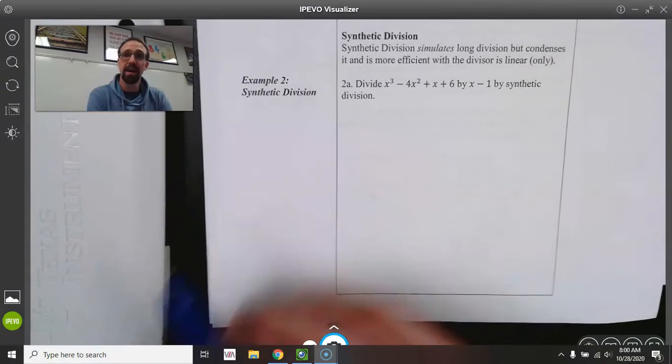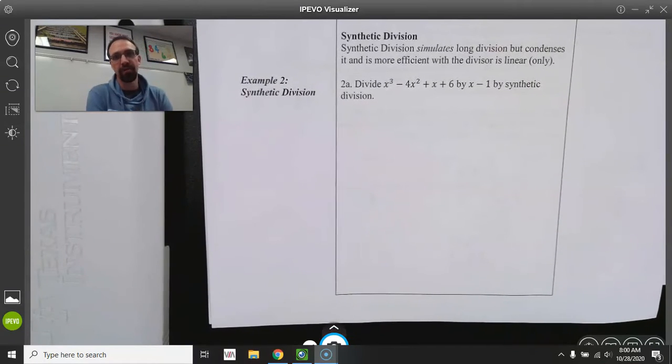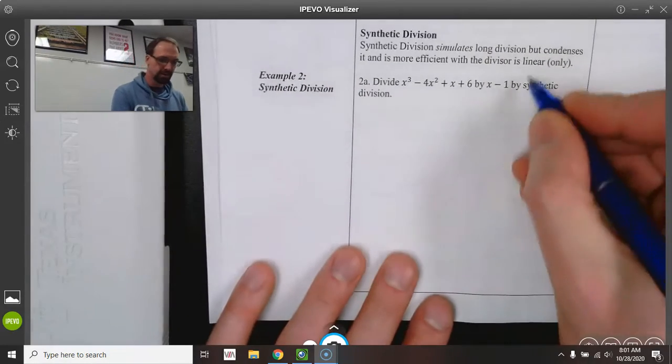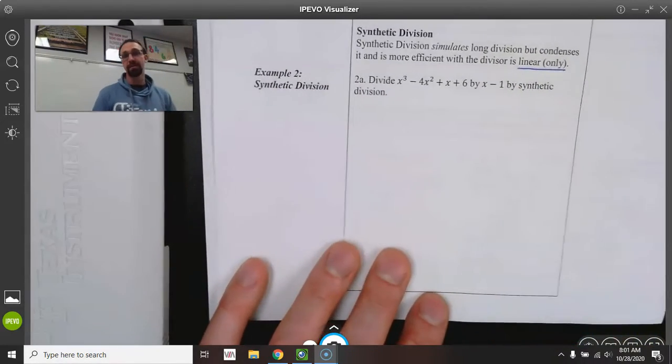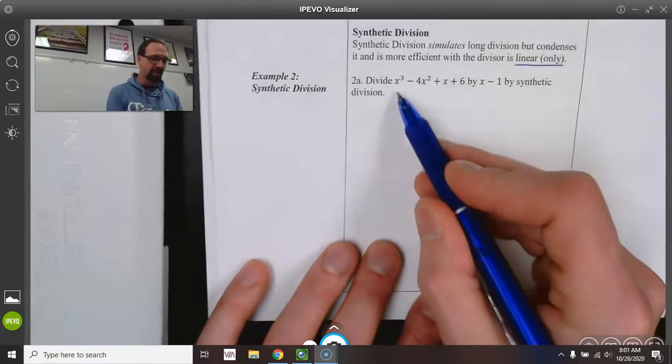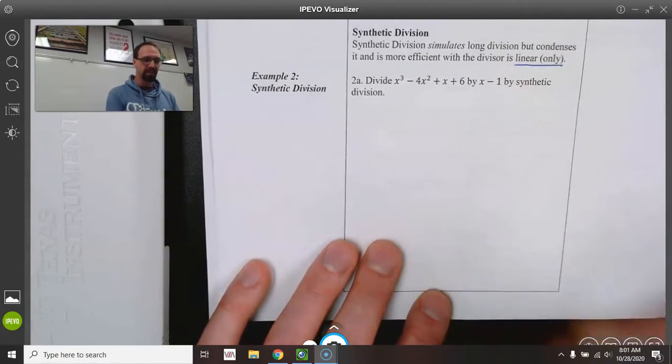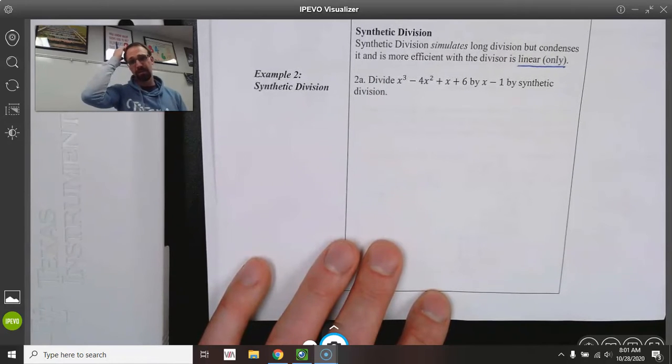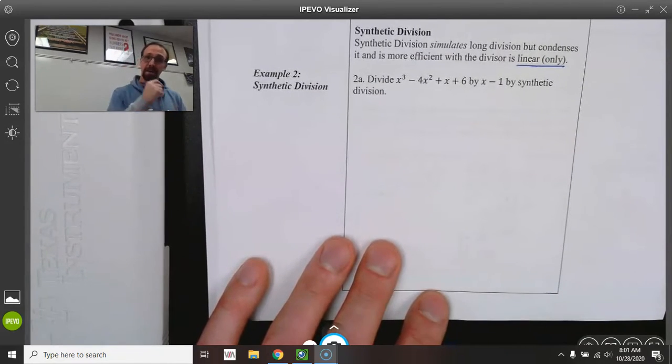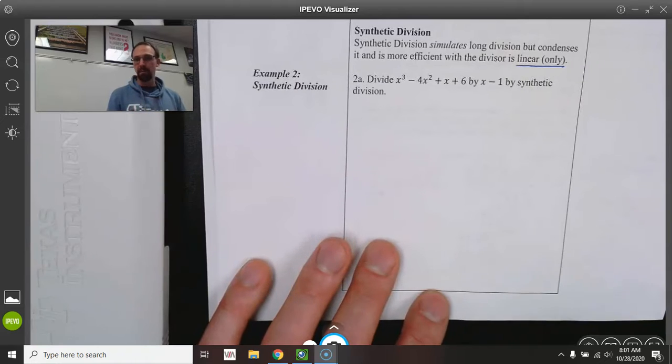This is synthetic division. Synthetic division is a simulation of long division. It basically takes out all of the variable parts and uses the coefficients because it operates under an assumption that it works with only linear types. So synthetic division works only with linear divisors. In this case, x cubed minus 4x squared plus x plus 6 divided by x minus 1, we can do with synthetic division because x minus 1 is a linear term. If it was not, we would not be able to do that.